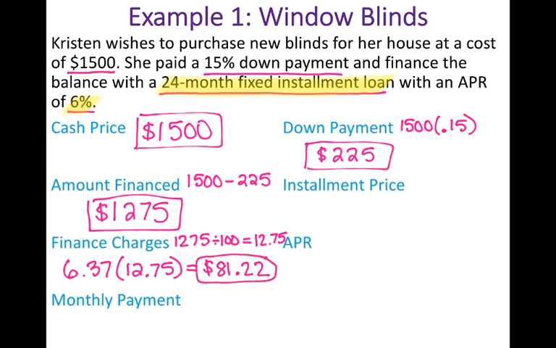Now, your finance charge is going to be added to the amount financed, as well as what you're paying for your down payment. And that is going to be your installment price. So my installment price is going to be the amount financed, so that is the $1,275, plus the down payment, plus whatever finance charges we have, the $81.22.